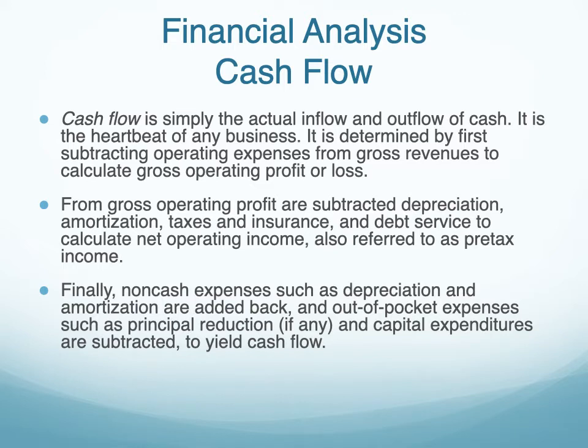From gross operating profit, then you subtract depreciation, amortization, taxes, and insurance, and then your debt service to calculate net operating income, and this is also referred to as pre-tax income, the actual income that you'll end up paying taxes on. Finally, non-cash expenses such as depreciation and amortization are added back, and then out-of-pocket expenses such as principal reduction, if there is any, and capital expenditures are subtracted to yield cash flow.